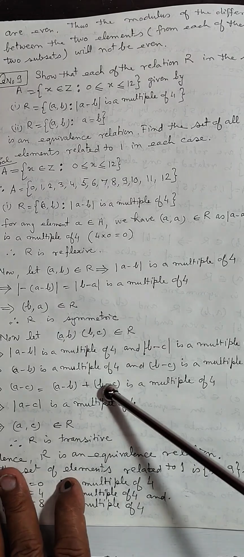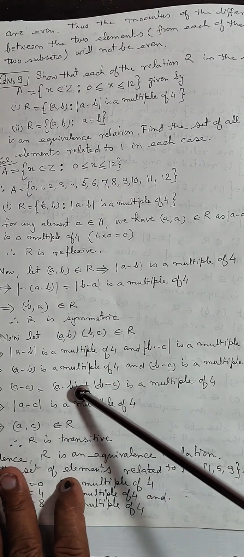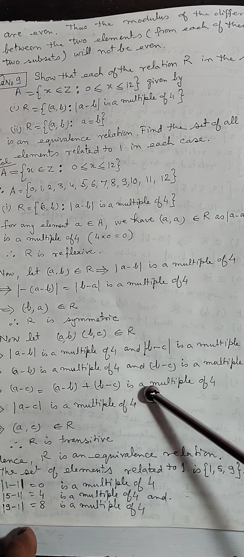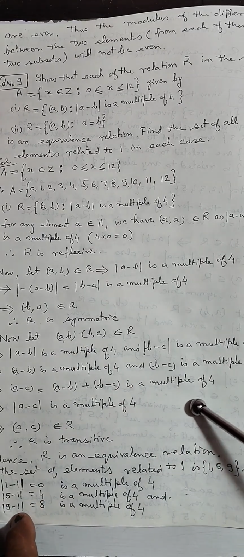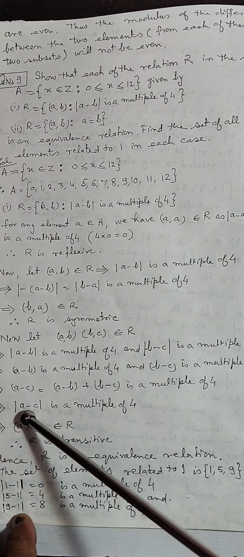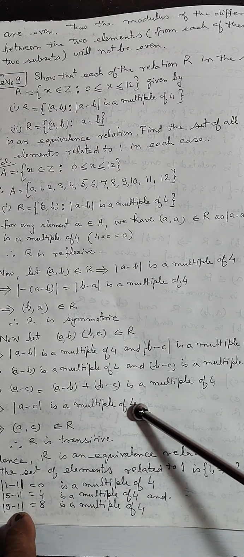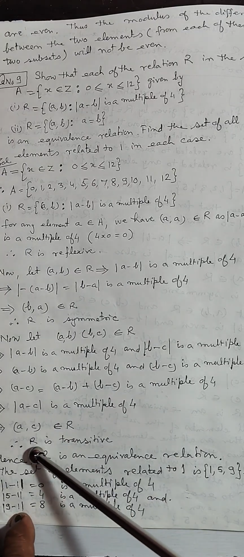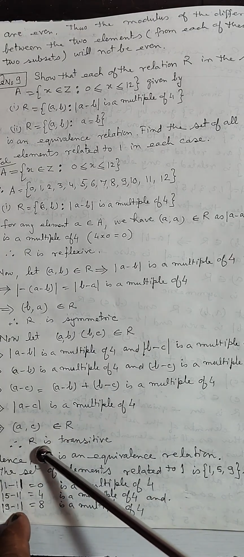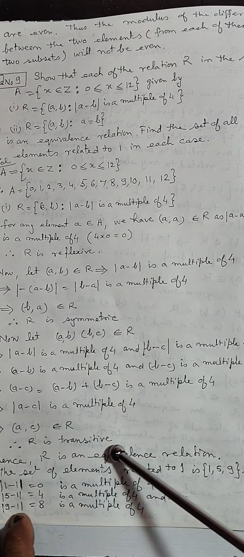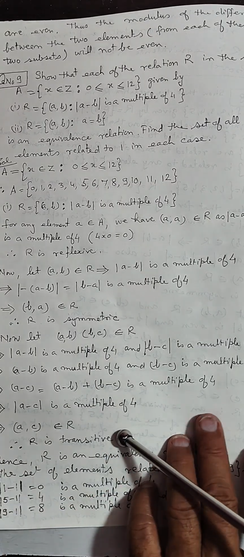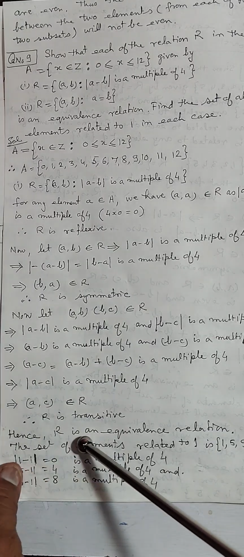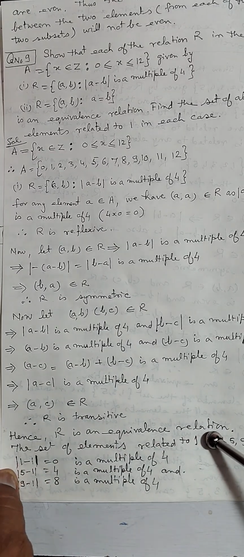Sum of two integers, if both the integers are multiples of 4, then the sum of those multiples will also be a multiple of 4. The mod of a minus c is a multiple of 4. So (a, c) belongs to relation. Now, therefore, relation is transitive. अब देखिए यहाँ पर हम क्या करते हैं, hence relation is an equivalence relation.